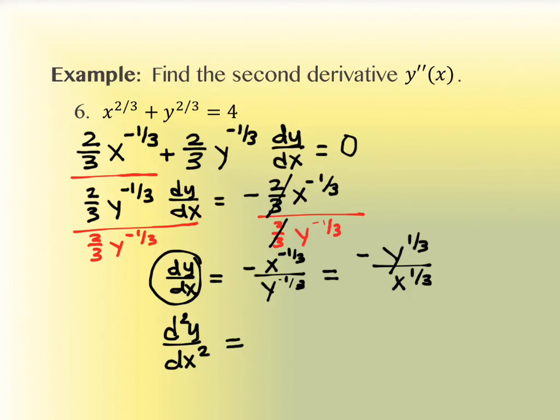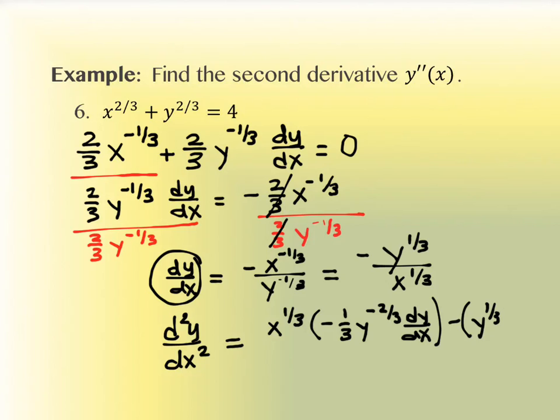And then we have what rule on the right? Quotient rule. So let me run through it with you quickly since we're running out of time. We've got the denominator times the derivative of the numerator, which would be negative 1/3 y to the negative 2/3, times dy/dx. Oh, I left something out. That's what happens when you start going too fast. There's a dy/dx right there. Minus the numerator, which is negative y to the 1/3, times the derivative of the denominator, which is 1/3 x to the negative 2/3.